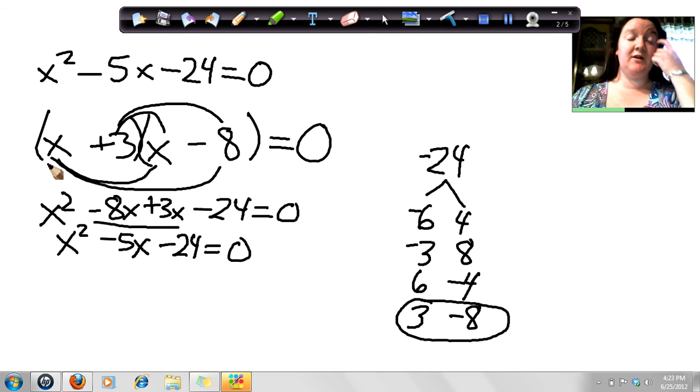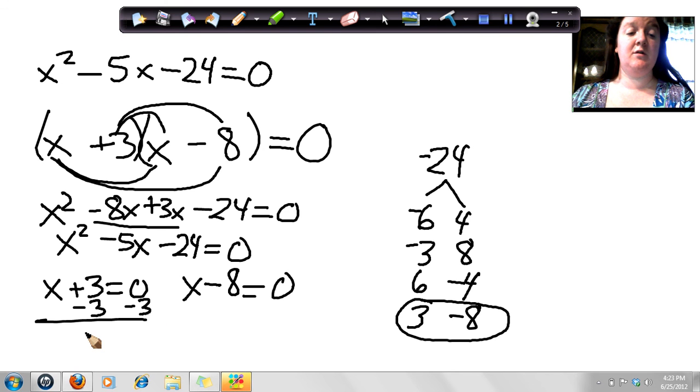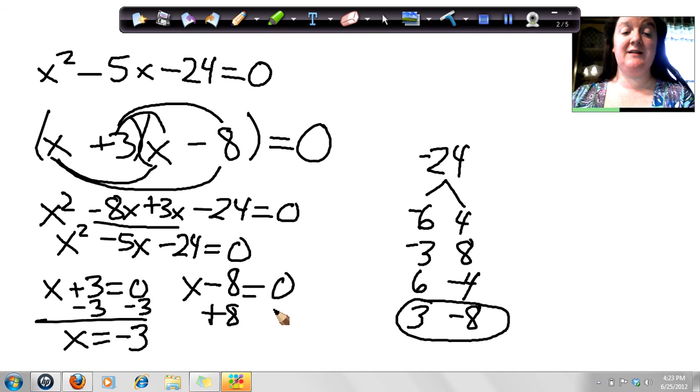Well, now I actually have to find out what are the values of x if I solve both of these sets of parentheses. So I'm going to take x plus 3 and make it equal to 0. I'm going to take the x minus 8 and make it equal to 0. So to get x by itself, I'm going to subtract 3 from both sides. So we're going to get x equals negative 3. And here I'm going to add 8 to both sides. So I'm going to get x equals 8. So I have two different roots, x equals a negative 3 and x equals 8.